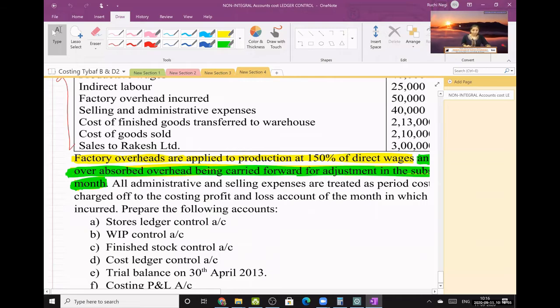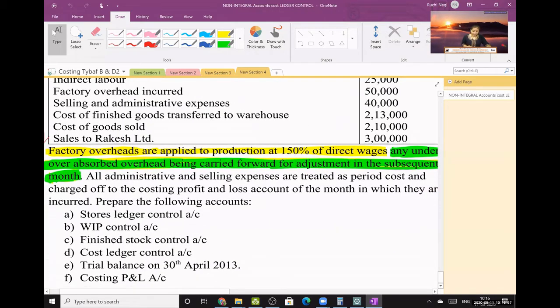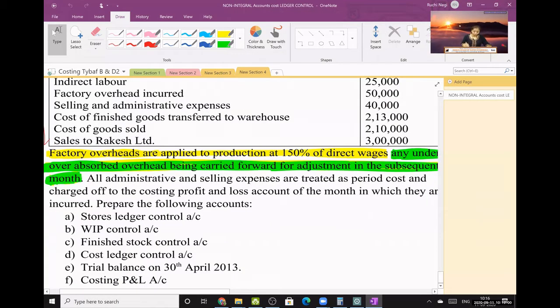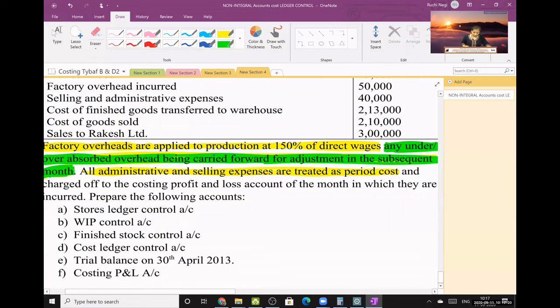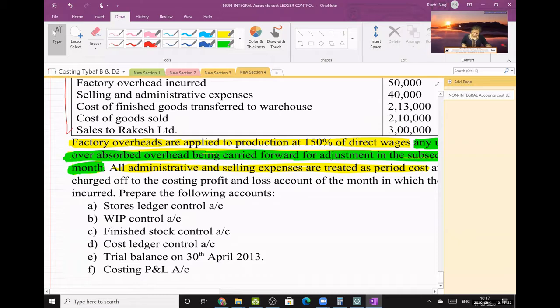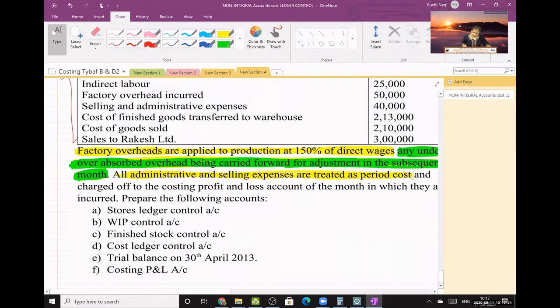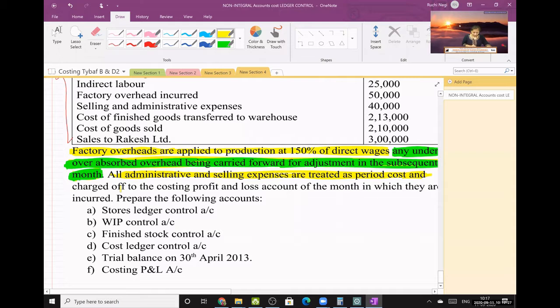All admin and selling expenses are treated as period cost. अब ये लोग ने बोल दिया कि you have to treat them as what? Period cost. किसको? Admin overheads को and selling expenses को. Okay. And charge off to costing P&L account of the month in which they are incurred. Incurred मतलब paid.